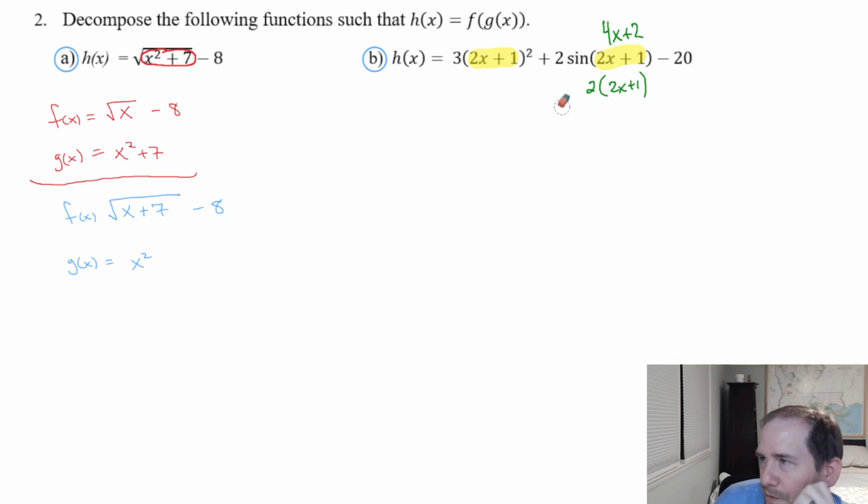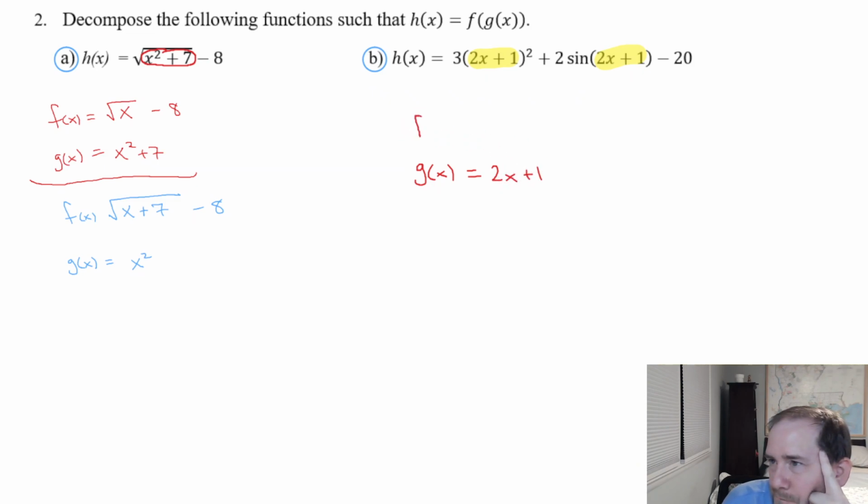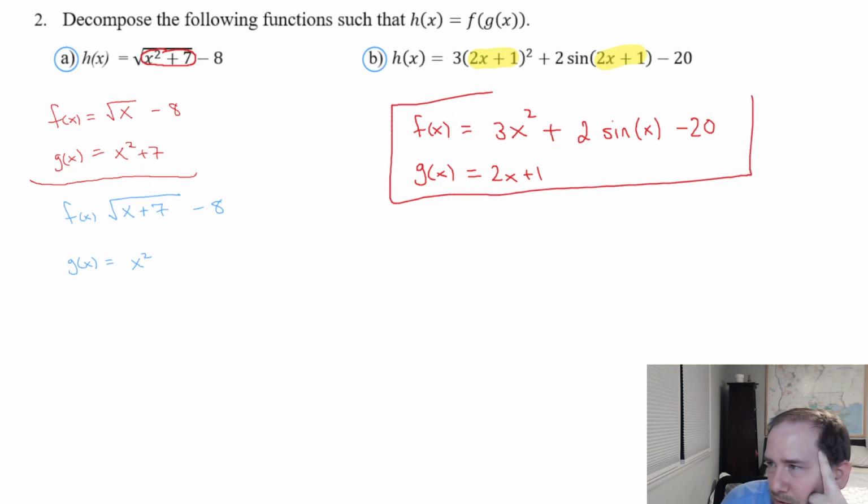And then it would be decomposable. But certainly this one is not that bad, since it literally says 2x plus 1 and then it says 2x plus 1 again. I think your eyes can pretty readily key in on that as your inner function. So that's going to be your g of x, the 2x plus 1. And then that means this would be 3x squared, plus 2 times the sine of x, and then a minus 20. And then that would do it. This thing would be decomposed.